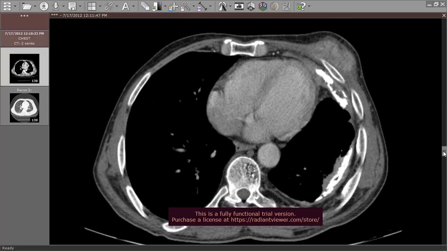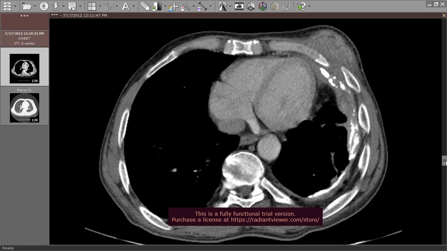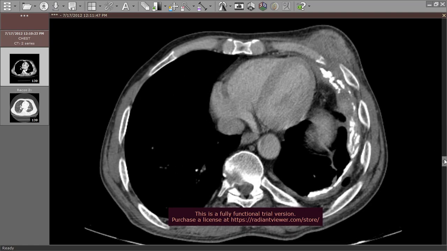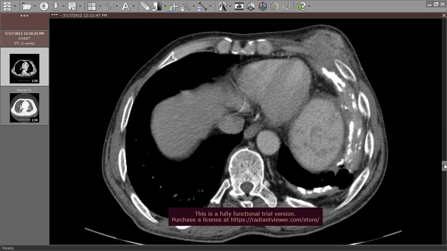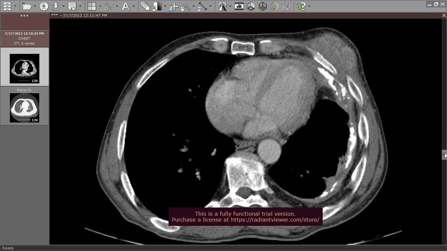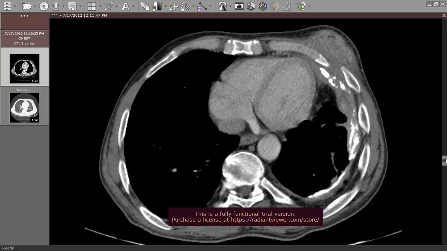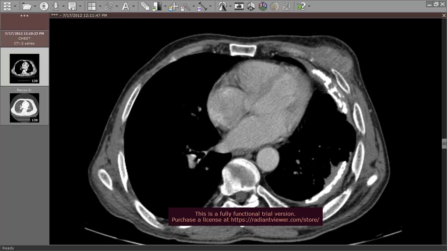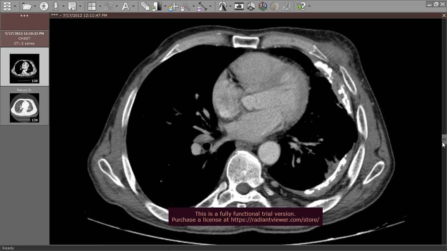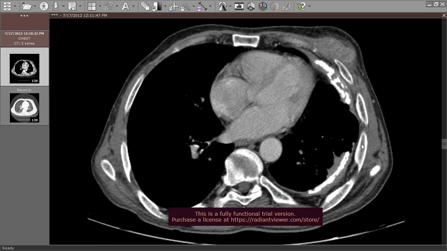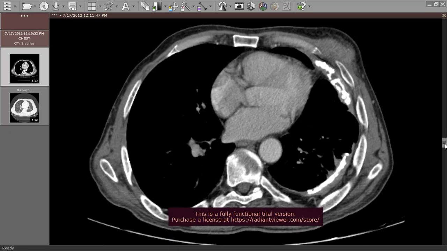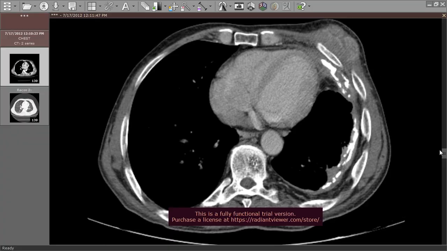And we can see this mass lesion arising and projecting outwards toward the skin and subcutaneous tissue. This is classic for asbestosis, complicated by mesothelioma and soft tissue parietal mass.